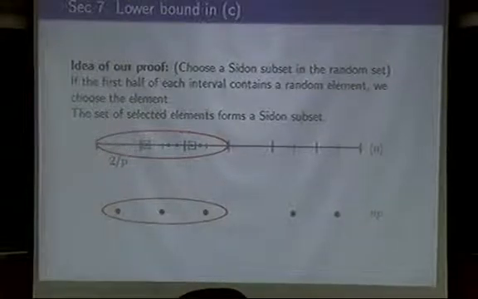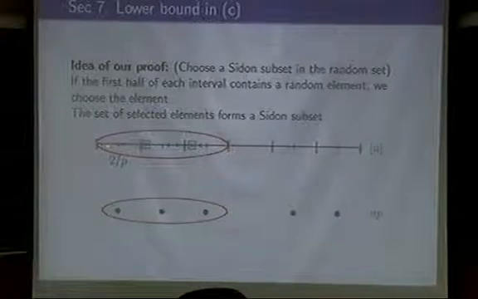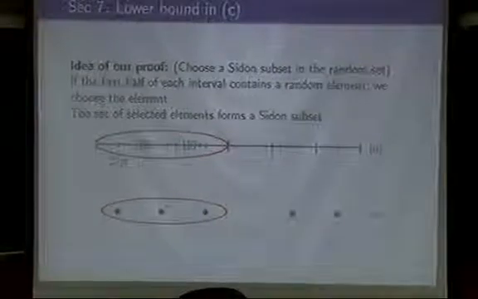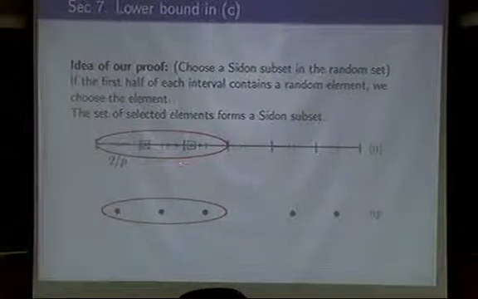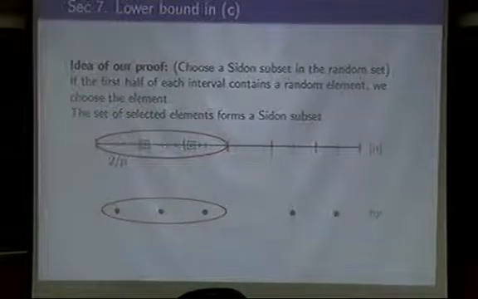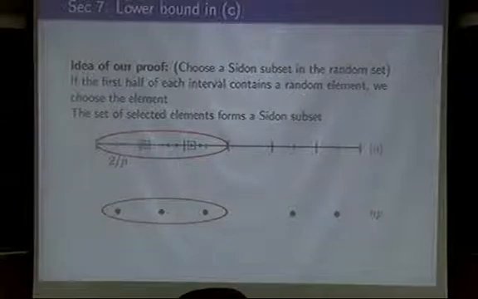For example, the first interval does not contain any random element in the first half, so we have nothing to choose for the Sidon set. If we see the second interval, there is one random element in the first half, so we can choose that element for our desired Sidon set. And if the first half contains two elements or more, then we arbitrarily choose one of them, and we take that as an element of our desired Sidon subset.